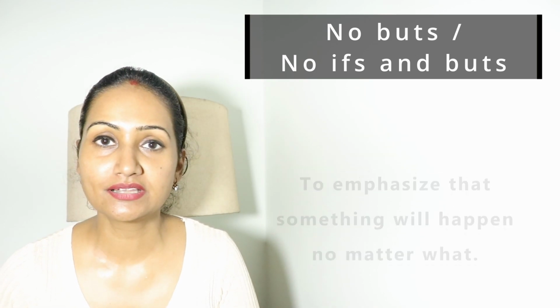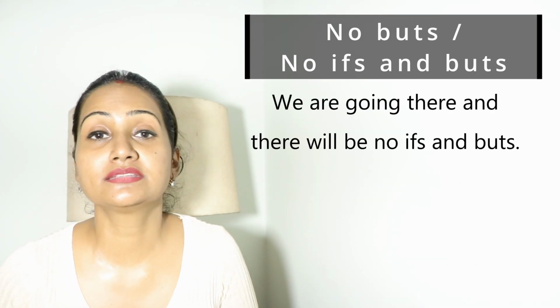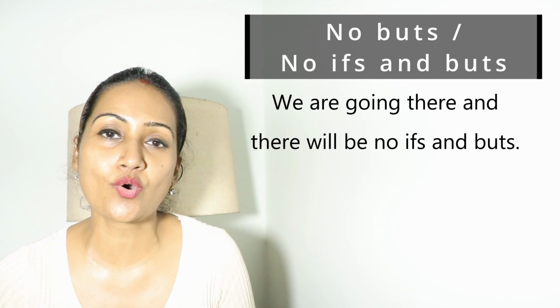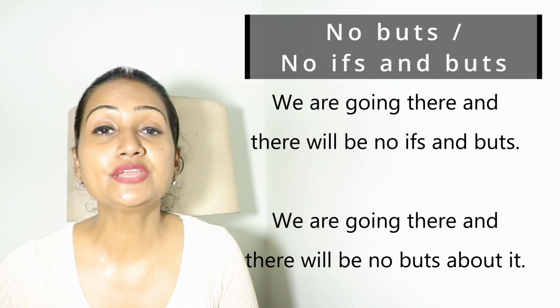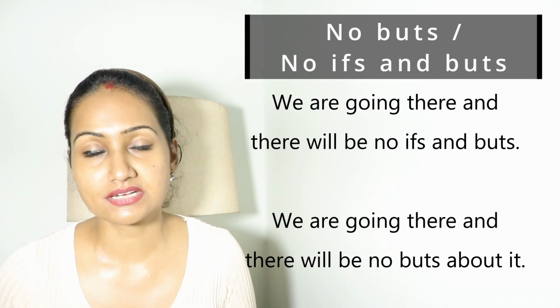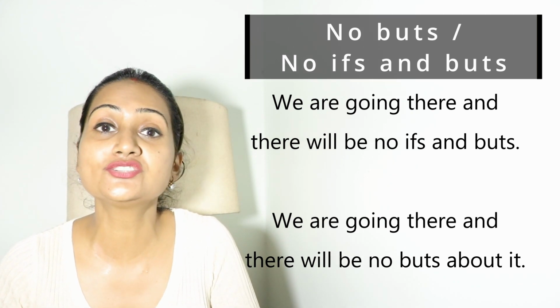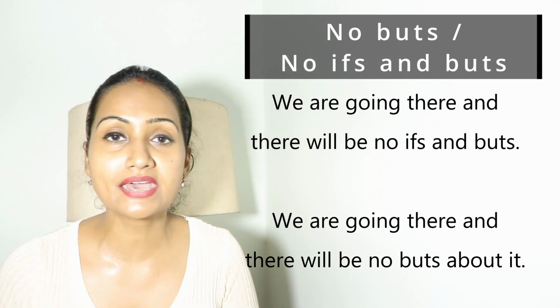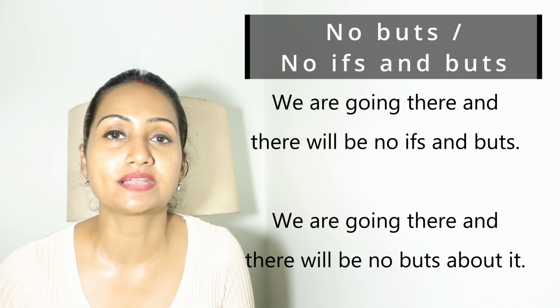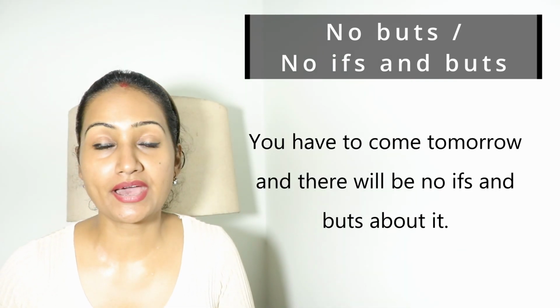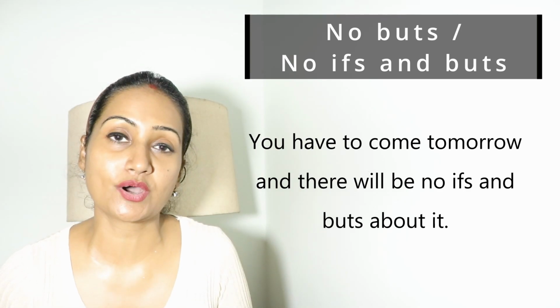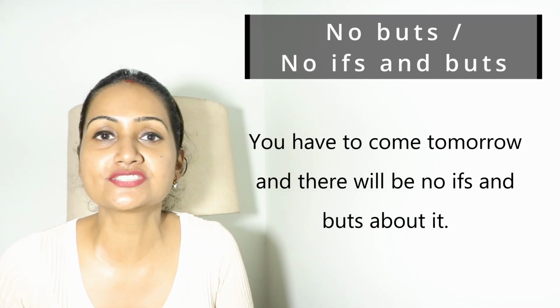For example, we are going there and there'll be no ifs and buts. Or we are going there, there'll be no buts about it. So this means that this will happen and nobody can change it. So we are going there and there'll be no buts. You have to come tomorrow and there'll be no ifs and buts about it. Or there'll be no ifs and buts.